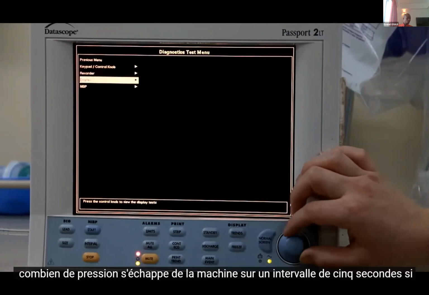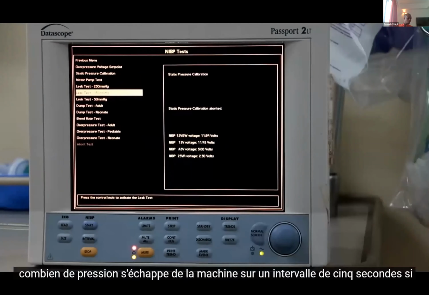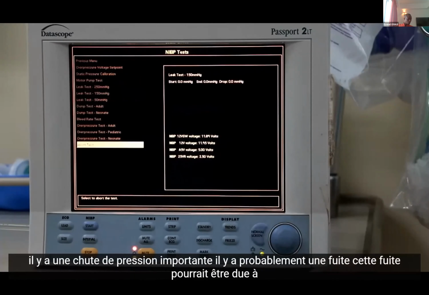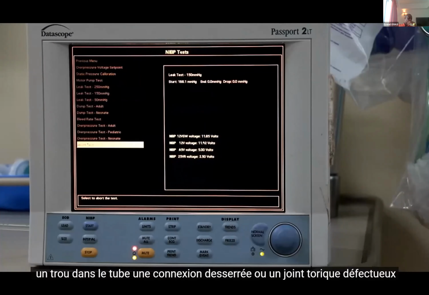This test shows how much pressure leaks out of the machine over a 5-second interval. If there is a large pressure drop, there is likely a leak. This leak could be due to a hole in the tube, a loose connection, or a faulty O-ring.